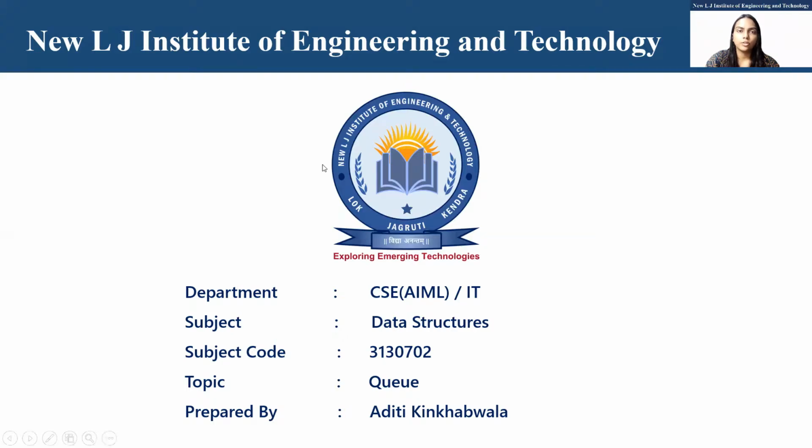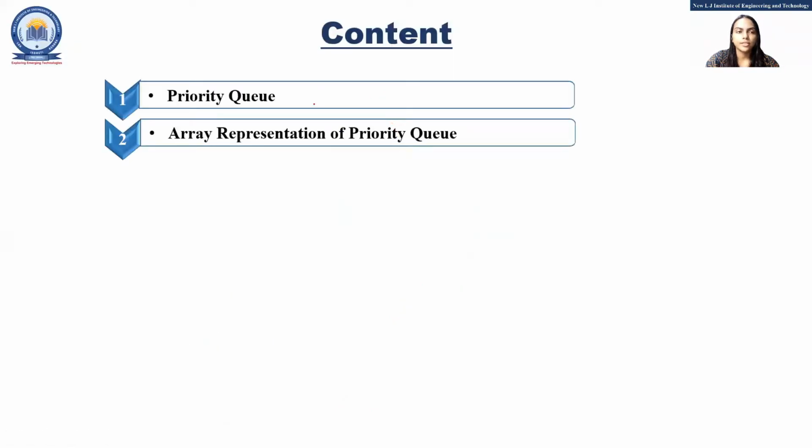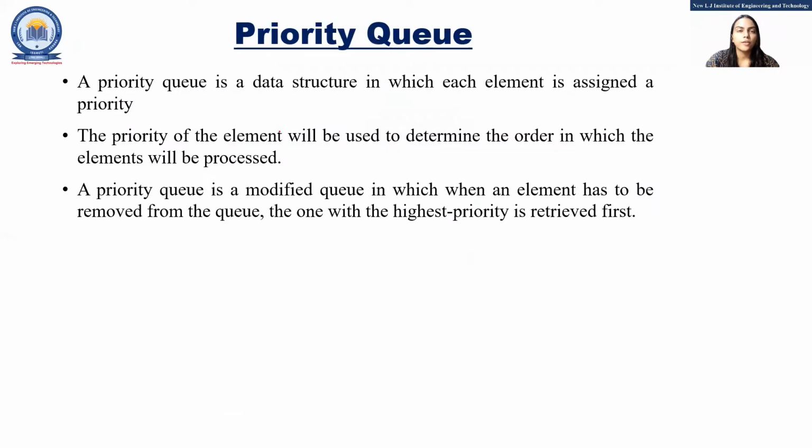Let us continue with the topic of queue, which is part of Unit 2, that is linear data structure. So students, in this lecture, we would be going through what is priority queue and what is the array representation of priority queue. Now students, we have already gone through the simple, that is linear queue and the circular queue.